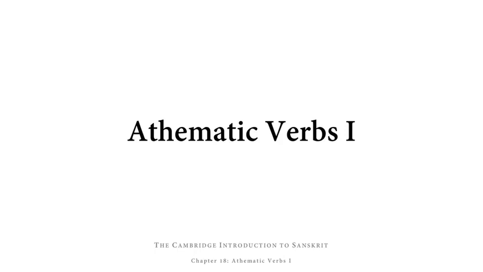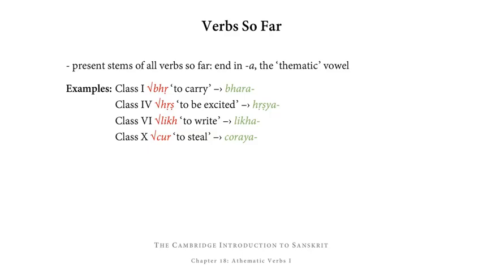Welcome to the video for Chapter 18 of the Cambridge Introduction to Sanskrit, which is going to tell you about athematic verbs. The present stems of all the verbs that we've looked at so far have ended in a, the so-called thematic vowel. So, for example, to form a class 1 present tense stem, I take a root, put it into guna and add an a. So, for example, from pār I get pāra.